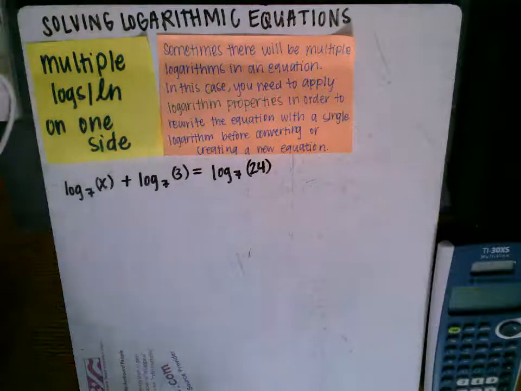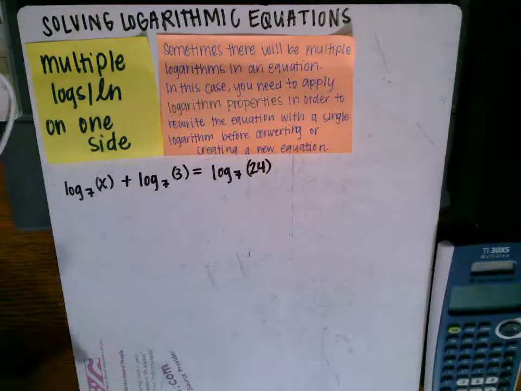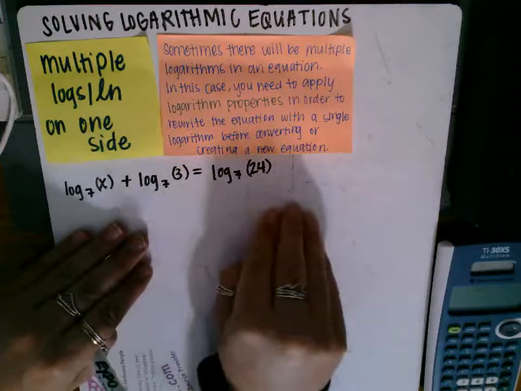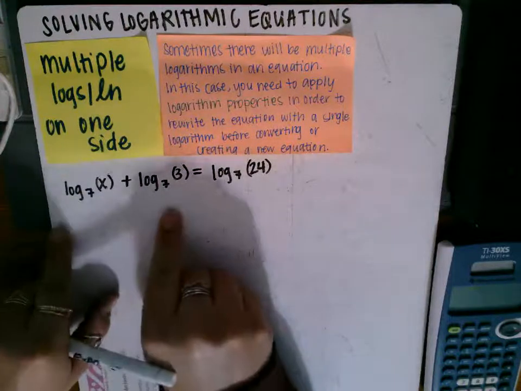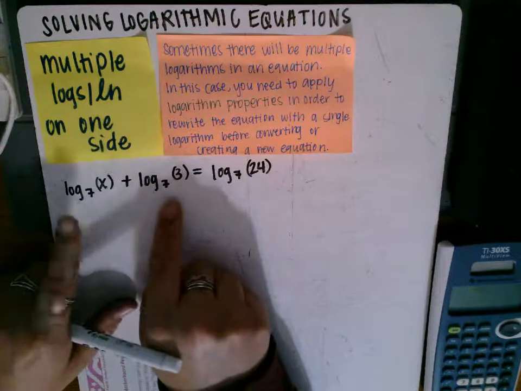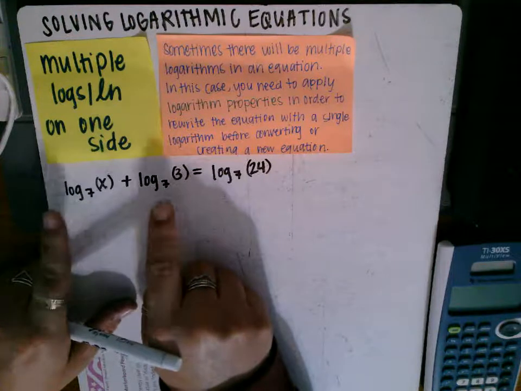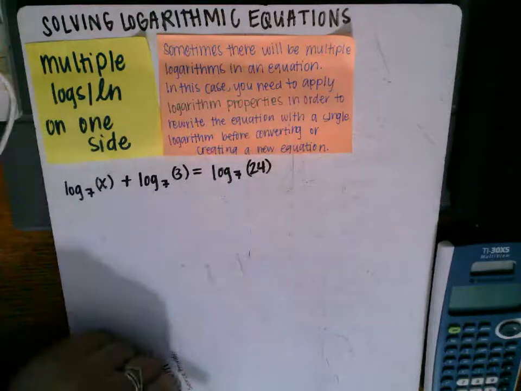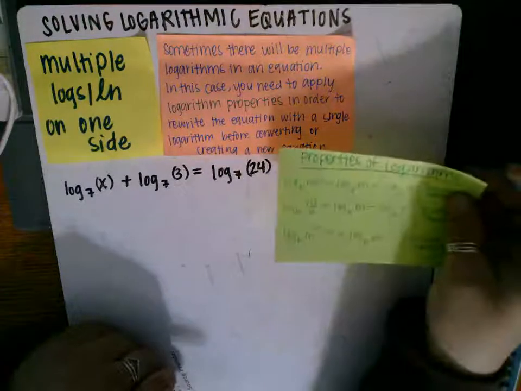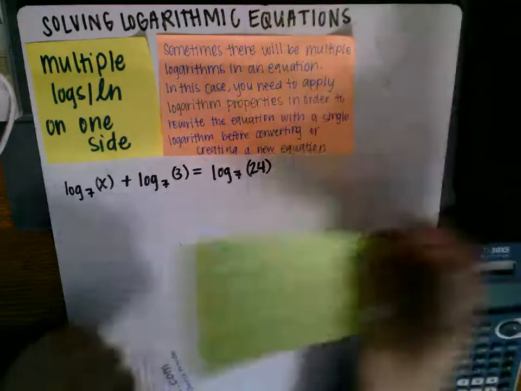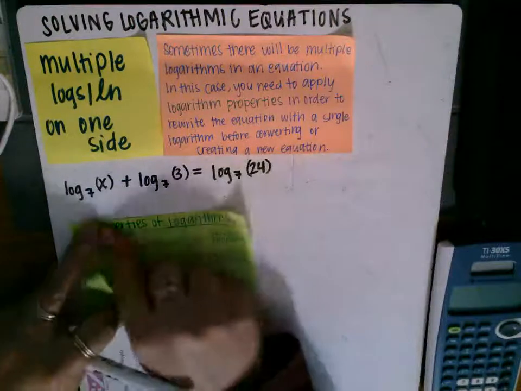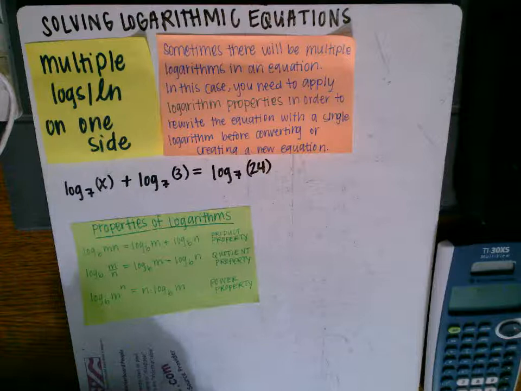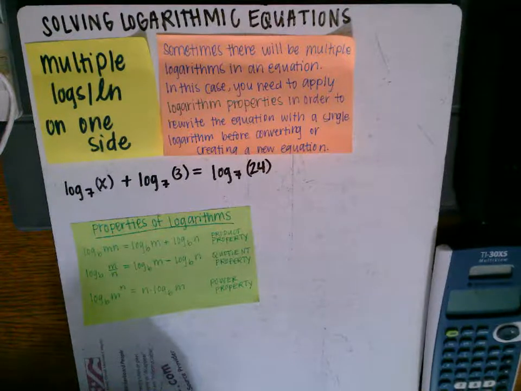Now, we're going to need a reminder on what the logarithm properties are, because you'll notice on the left, I have a log plus a log equals a log. So I have multiple logs on the left side of my equation, which means on the left side, I'm going to have to apply the logarithm properties to condense it. Luckily for you, I have the properties of logs on a little sticky note, and I suggest if you don't have them, you do that too. It makes it really nice and easy.